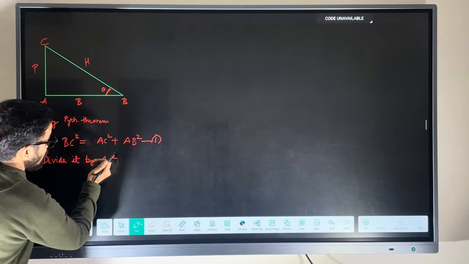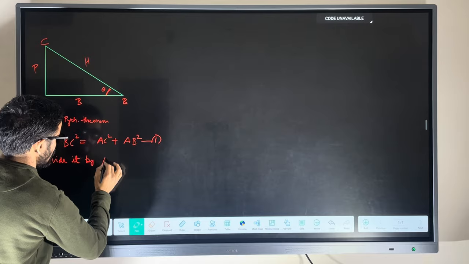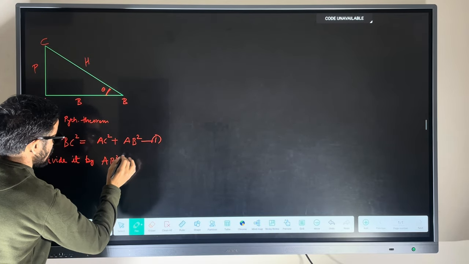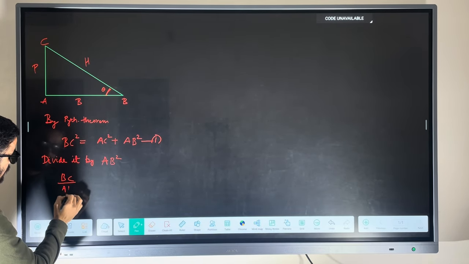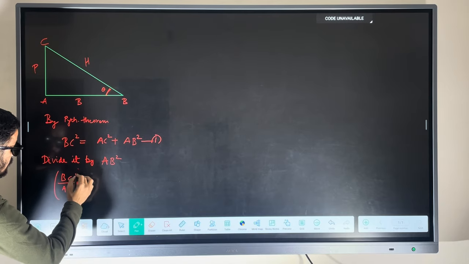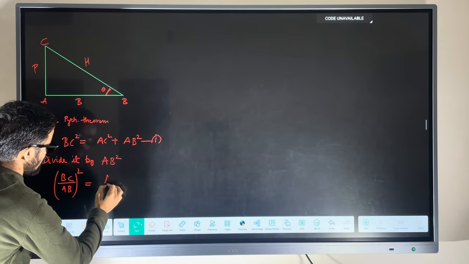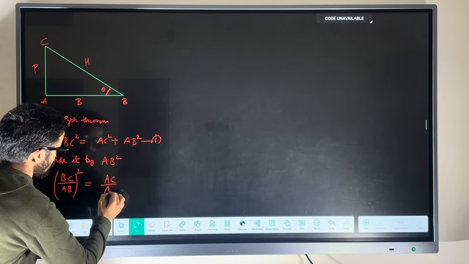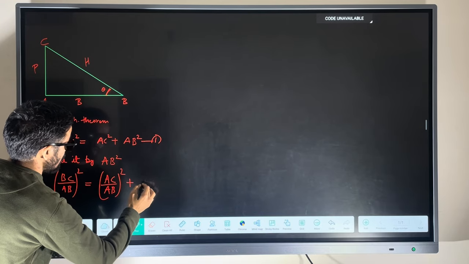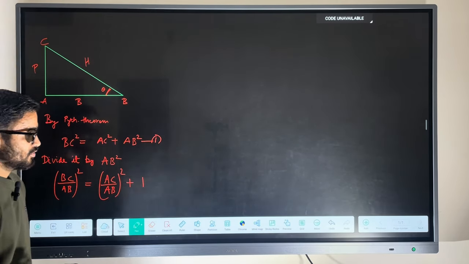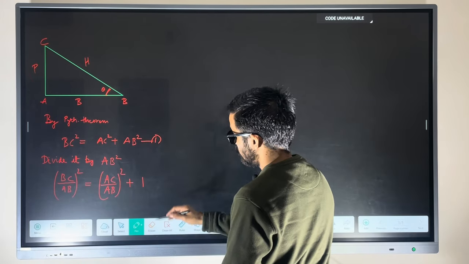Now divide it by AB square. So now we can say (BC by AB) whole square, here we can say (AC by AB) whole square, and here we can say AB square by AB square, that is 1. AB square by AB square will cancel out each other and it will turn to 1.